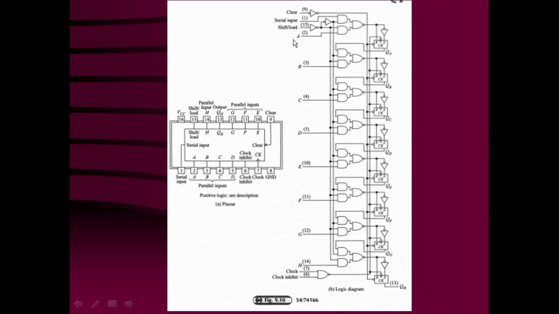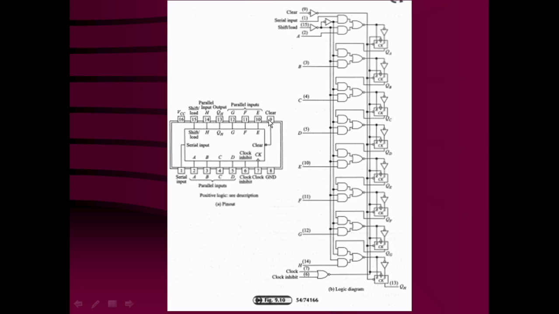Whatever data is present at A will be loaded into the flip-flop A. Whatever data is present at B will be loaded at QB. C will be loaded into the flip-flop C, and down the line, the H input will be loaded into the flip-flop H. So this way, ABCD, pin number 2, 3, 4, 5, and pin number 10, 11, 12, and 14, are the parallel inputs A B C D, E F G H. These are the input pins for the parallel entry of the data.